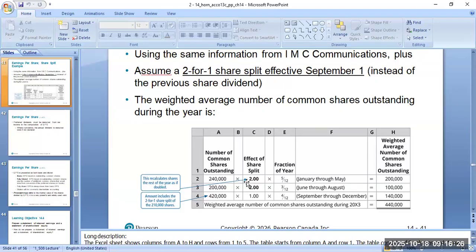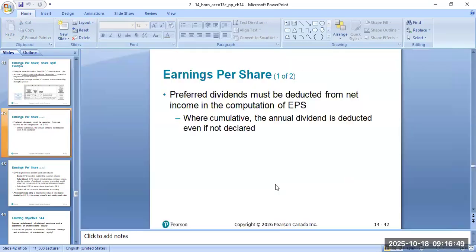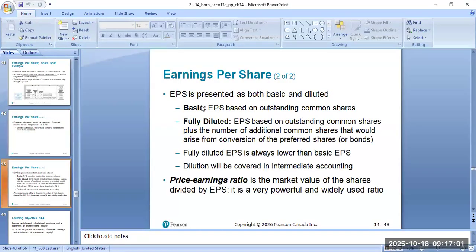The other way to do it is to forget about the split, calculate all the way for the entire year with the normal number of shares, and then at the end, apply the stock split. Either way, you're going to get the same number. Now for the earnings per share, the other thing that we have to do is that the preferred dividend, or the dividend owed to the preferred shares, has to be deducted in the calculation. And we're going to have a basic earnings per share, which is based on the net income, and diluted earnings per share.